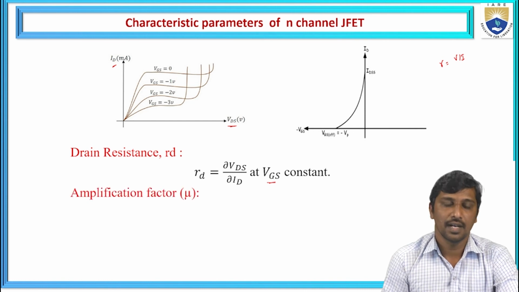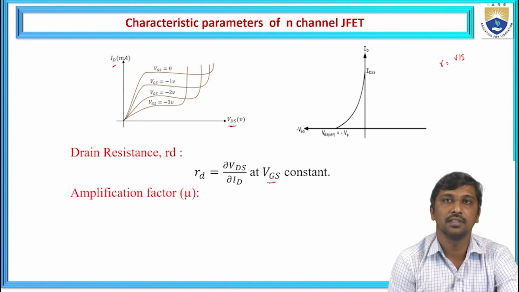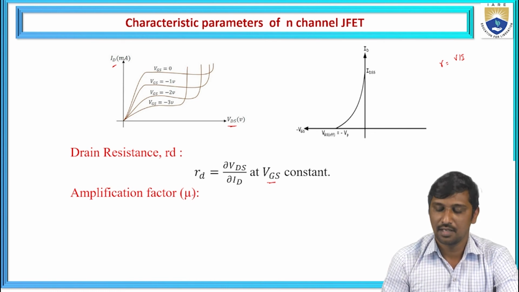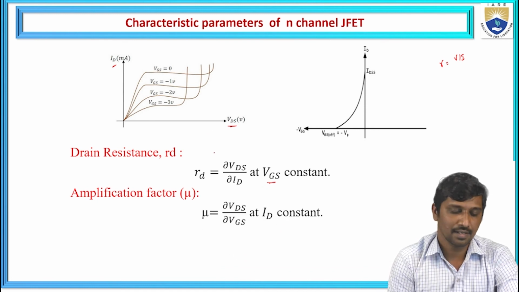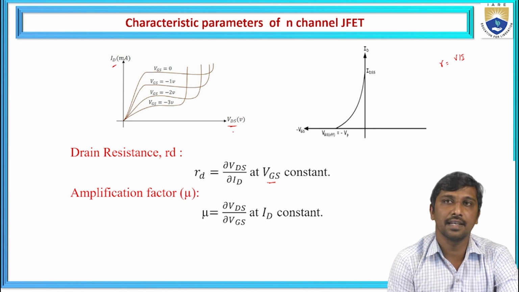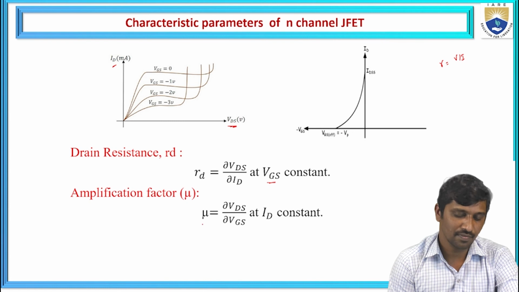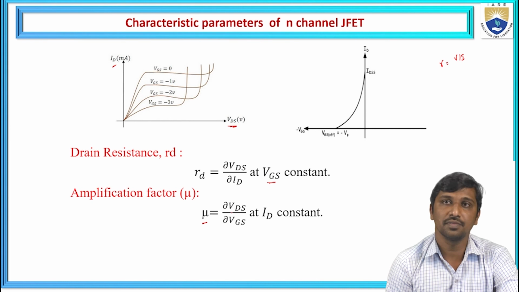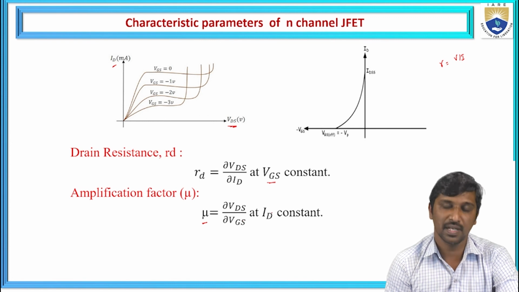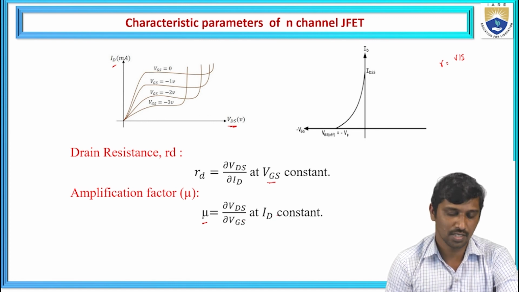Similarly, another factor is the amplification factor, which tells how much amplification occurs, or in terms of voltage gain, it is the ratio of output voltage to input voltage. From these characteristics, the output voltage is taken at the drain side, hence VDS, and the input voltage is applied between the gate and the source. The amplification factor is represented as mu. It is defined as the rate of change of drain to source voltage to the rate of change of gate to source voltage, keeping the drain current constant.